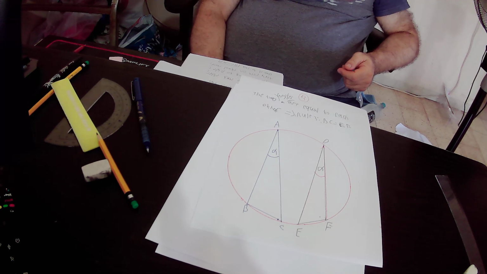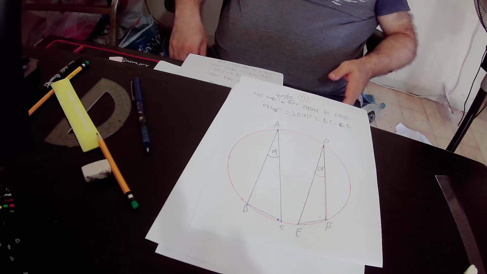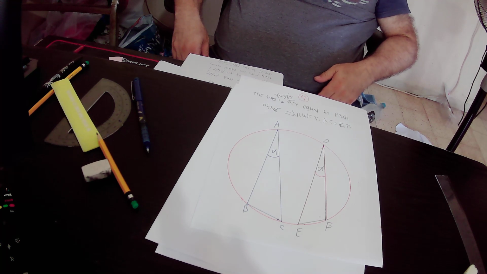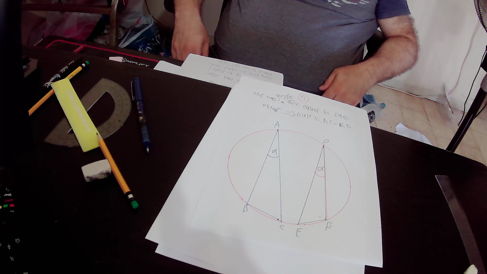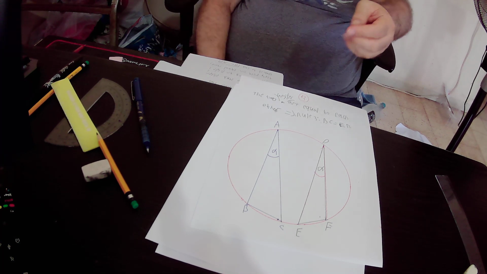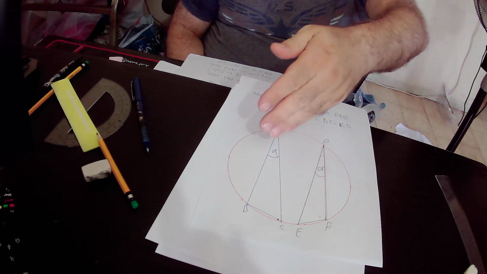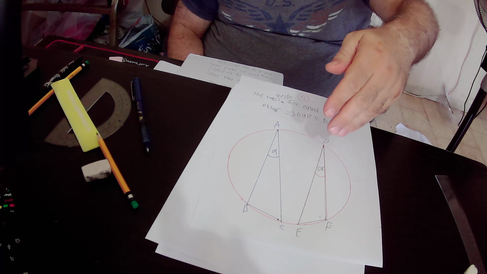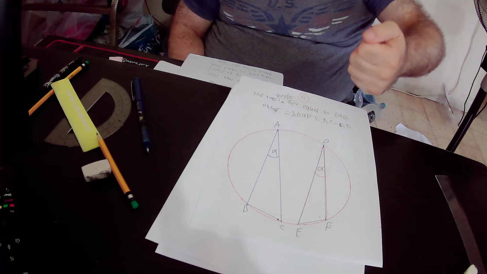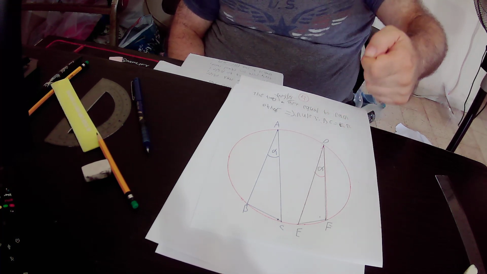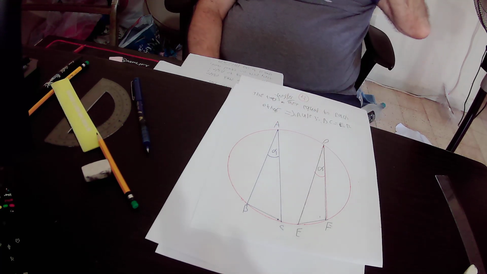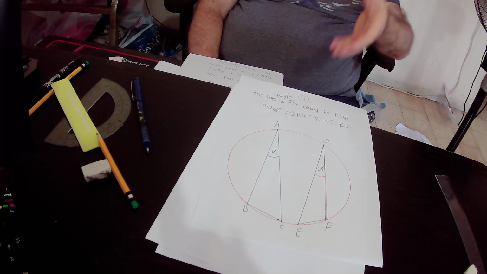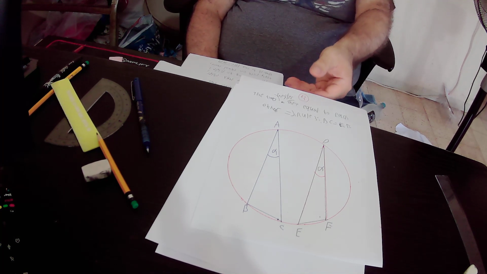If we have two peripheral angles that are equal to each other, then they rest on equal chords. In this example, those two peripheral angles are equal to each other, and so according to rule number 3, they rest on equal chords. That is to say, BC equals EF. Okay, that is the explanation of rule number 3.